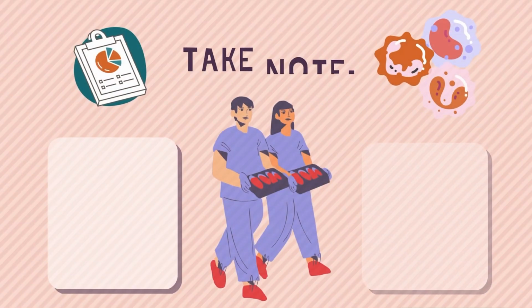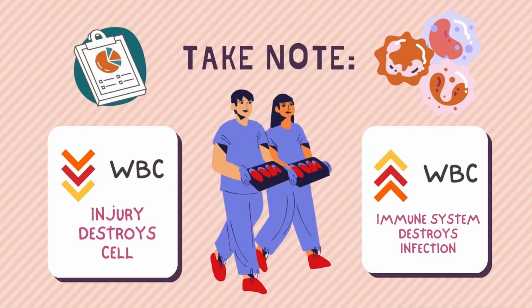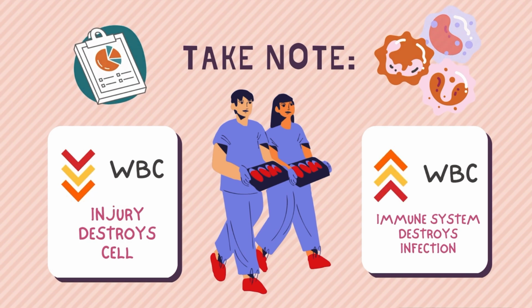response. So a high white blood cell count may indicate that the immune system is working to destroy an infection. On the other hand, a low white blood cell count can signal that an injury or condition is destroying your cells faster than the body is making them, or that the body is producing too few of them.